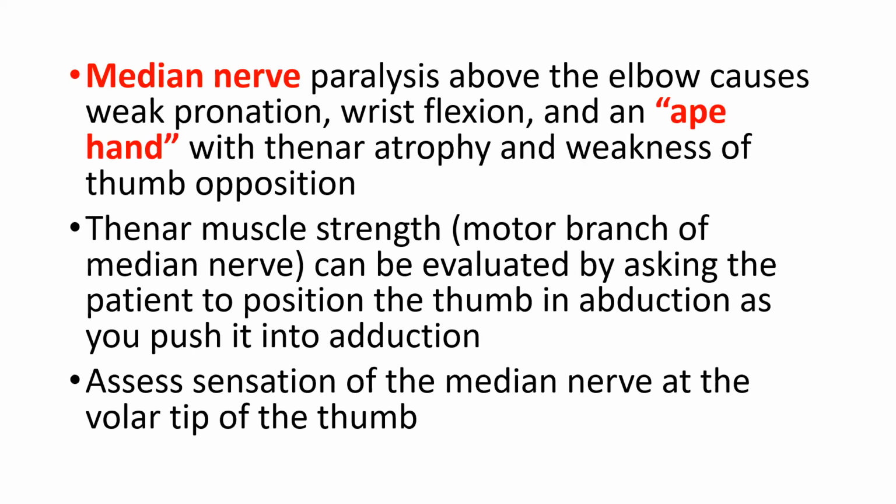Median nerve paralysis above the elbow causes weak pronation, wrist flexion, and an ape hand with thenar atrophy and weakness of thumb opposition. Thenar muscle strength, motor branch of the median nerve, can be evaluated by asking the patient to position the thumb in abduction as you push it into adduction. Assess sensation of the median nerve at the volar tip of the thumb.